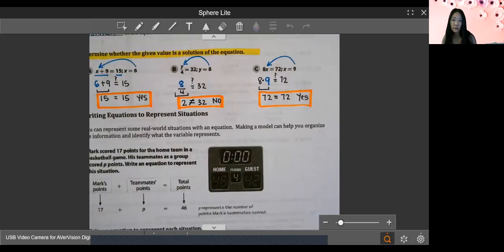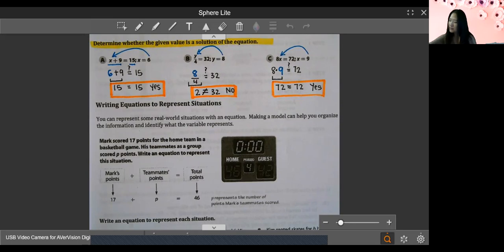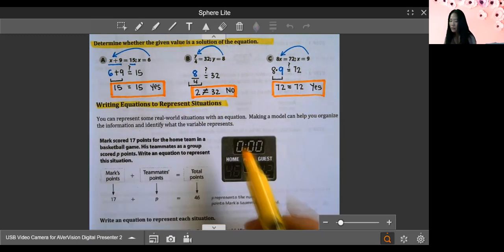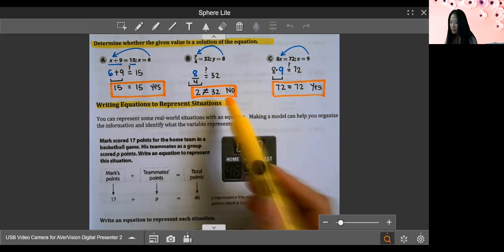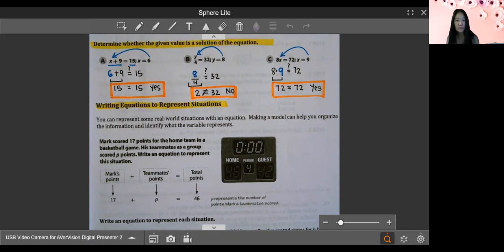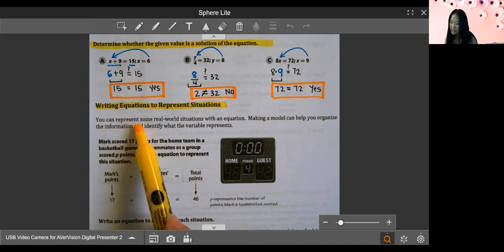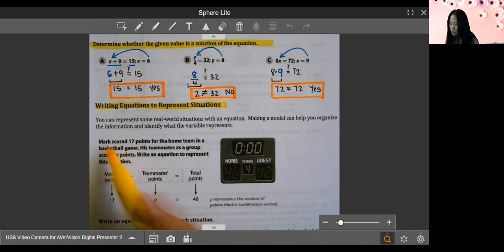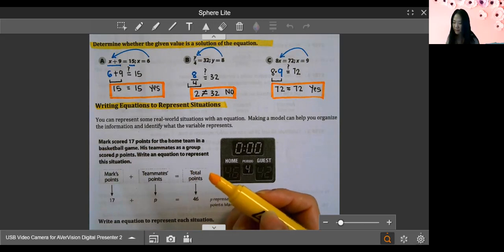Okay. All right. Now we can use that in a word problem as well. So the next part is writing equations to represent situations. So not only are you going to tell whether a number is a solution to the equation or not, you are also going to read a problem and write your own equation first, okay? So it says, you can represent some real world situations with an equation. Making a model can help you organize the information and identify what the variable represents. It says, Mark scores 17 points for the home team in a basketball game.